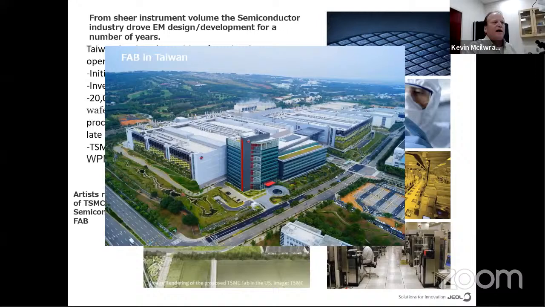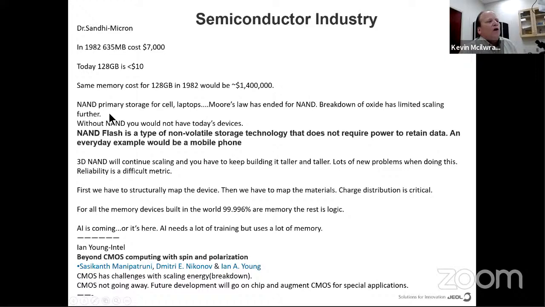Now you look at semiconductors. 635 megabytes of RAM in 1982 cost $7,000. Today, 128 gigabytes is less than $10. If we tried to buy 128 gigabytes in 1982, it would be $1.4 million. And that's NAND, what we're used to for cell phones and small mobile devices. Without that, we would not really have mobile phones. Almost 100% of chips that are made are memory. The rest is logic. So there's huge volume.